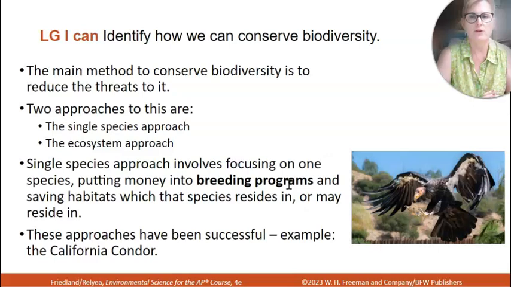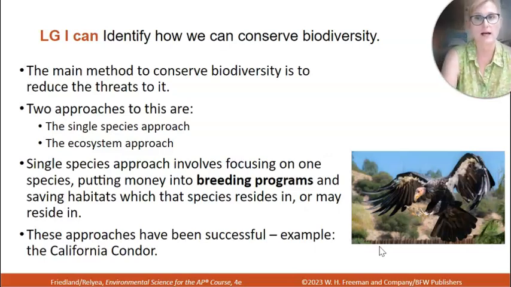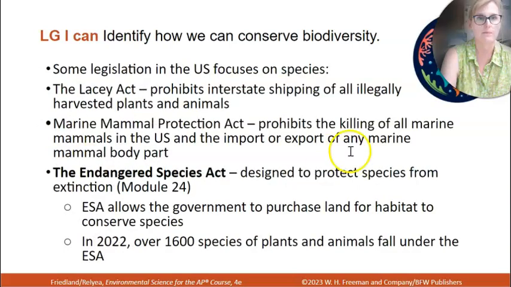Okay, so there's a couple of ways that we can improve biodiversity. We have what's called the single system approach and the ecosystem approach. Single system is like what we do in the Los Angeles Zoo with the California condors. We breed them to try and get those populations up, and they can be successful. So in Santa Clarita, we have a breeding program for gibbons, which are endangered species, off of Bouquet Canyon Road, and they work to get those populations up of endangered gibbons.